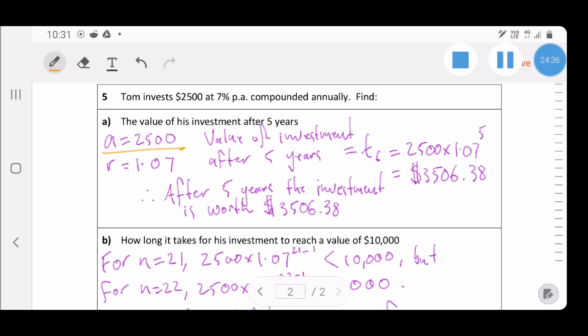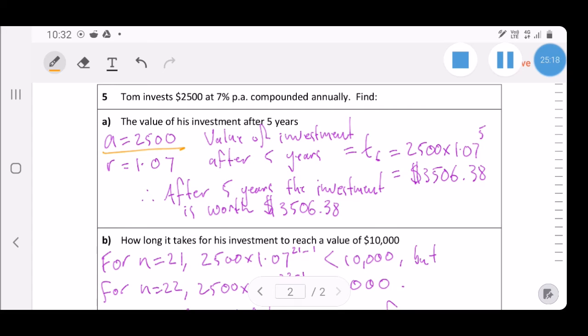Tom invests $2,500 at 7% per annum compounding annually. Okay, per annum means per year. So Tom, at the beginning of the first year, say, has $2,500 and he invests that in a deal where it will grow by 7% each year. So that 2,500 will grow by 7%. And then at the start of the next year, he'll have a bit more than 2,500. And that amount, which is a bit more than it was previously, will in turn grow by another 7%. So it's exponential growth.